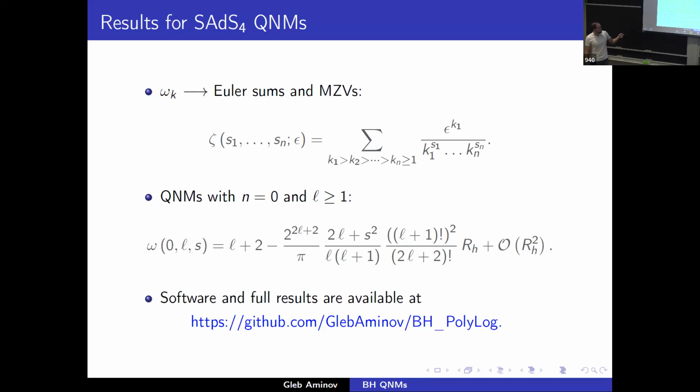And we put out a package that does it for you. You just put in the quantum numbers and the order you want to compute, and the software will give you the wave functions and the expansions.